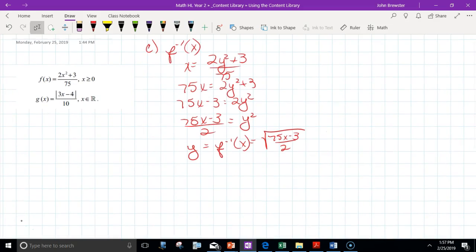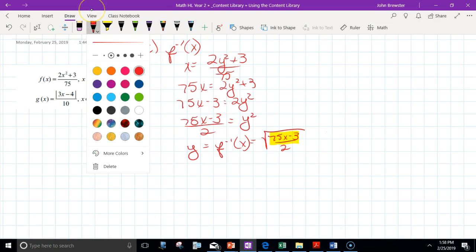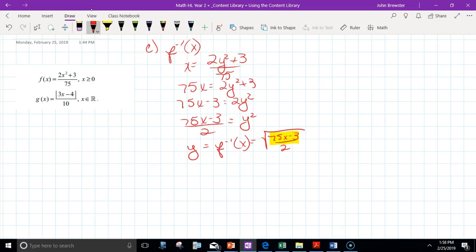Now, next part, find the domain and the range. Well, the domain is everything x can be. If you look at the numerator under the radical, that numerator is the determining factor of what the domain is, because what's under the radical cannot be less than 0. So the only way it's going to be less than 0 is if the numerator is less than 0.